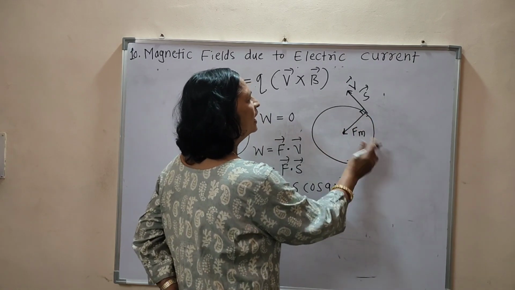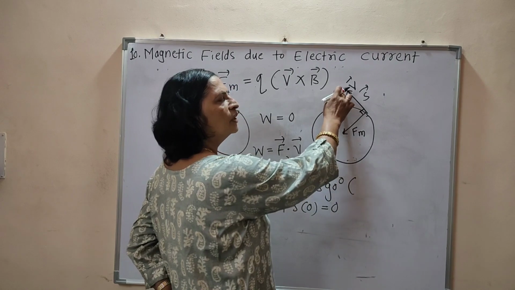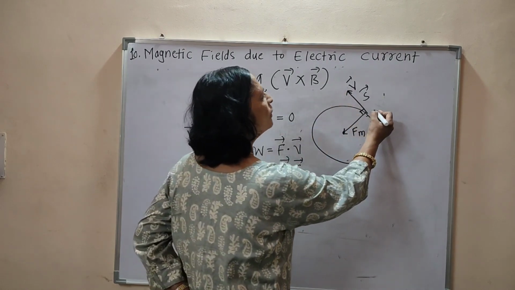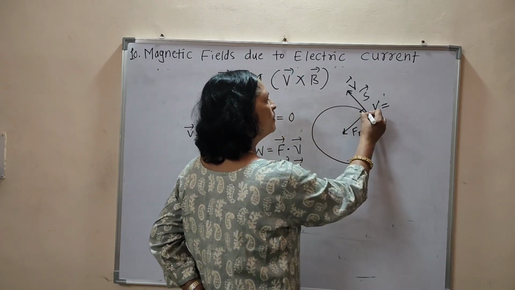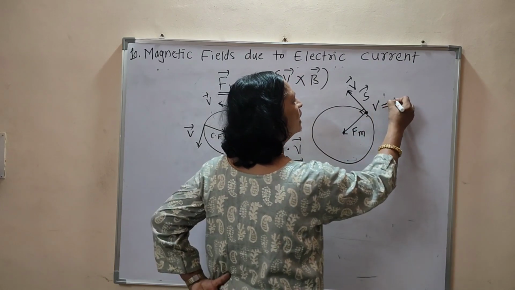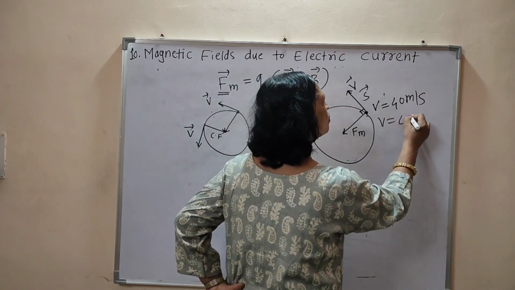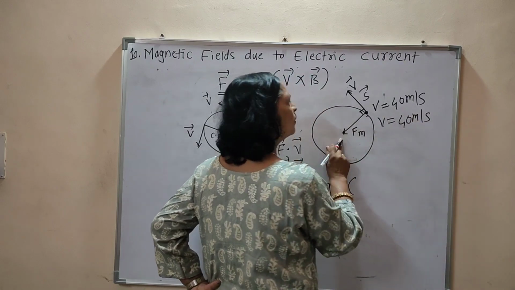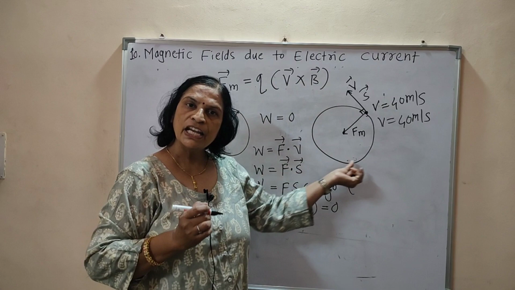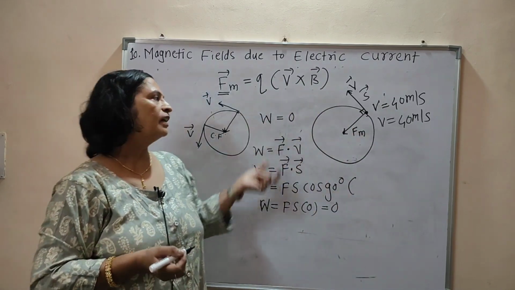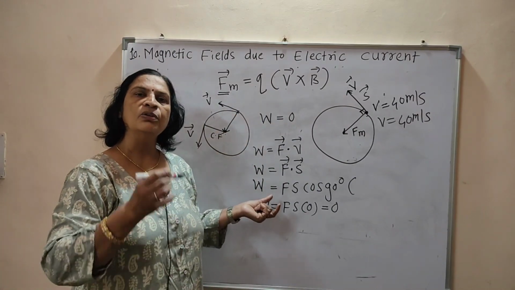In a magnetic field, this magnetic force gives direction to the particle, but the speed remains constant. It does not affect the speed. Suppose the speed of this charged particle is 40 meters per second. In every case, that speed remains constant. This magnetic force does not affect the speed, but it gives direction, and the work done due to this magnetic force is always equal to 0.